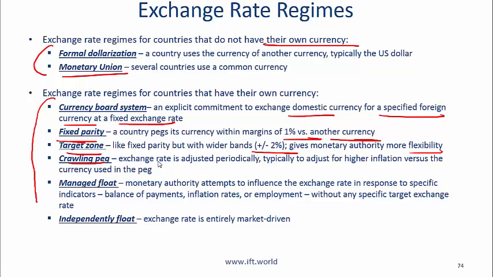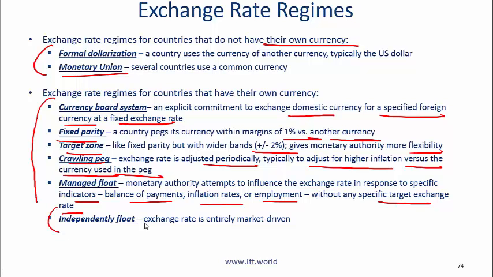In a crawling peg, the exchange rate is adjusted periodically, typically to adjust for higher inflation versus the currency used in the peg. A managed float is what many countries have. Here, the monetary authority attempts to influence the exchange rate in response to specific indicators such as balance of payments, inflation rates, or unemployment, without any specific target exchange rate. And finally, you have an independent float where the exchange rate is entirely market driven. So dollar euro, for example, would be an example of an independent float.